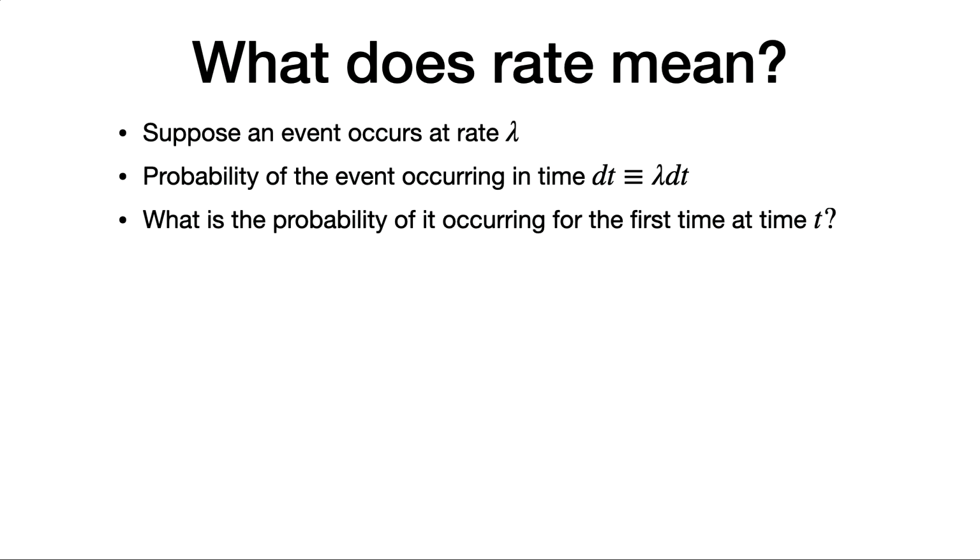So if this definition is given, then I can ask what's the probability of the event occurring for the first time at time t? I have given you the probability of it occurring in time dt. Now I have a stochastic process, and I tell you it occurs with rate lambda, and I want to ask what is the probability that the event occurs for the first time at time t. It does not occur for any time before that. Is it possible to compute? You have to think a bit also.